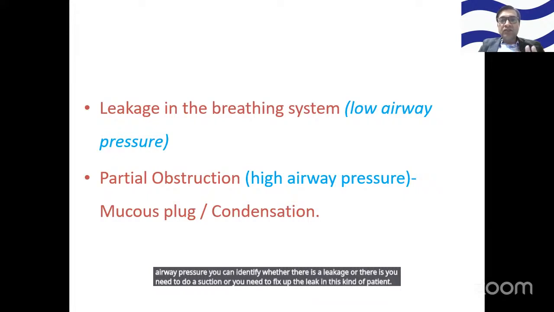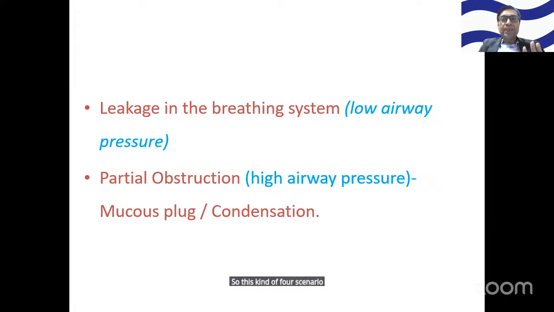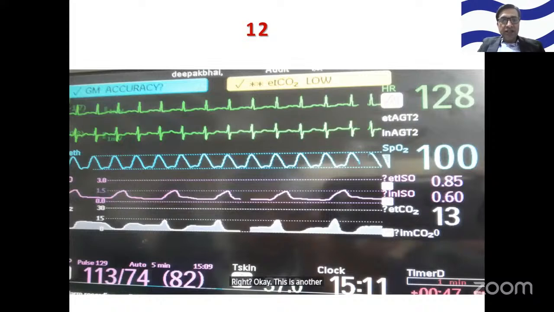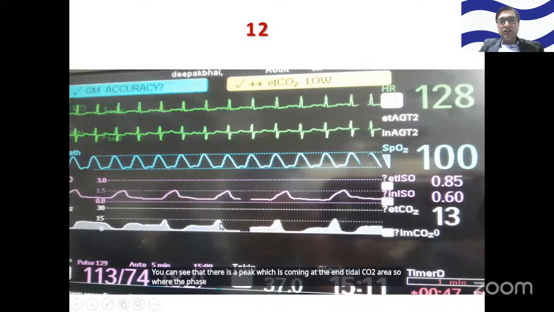So these are the four scenarios which you can see in patients with a sudden drop in EtCO2. Okay, this is another scenario, the 12th case, where you can see that there is a peak coming at the end tidal CO2 area. Where phase 3 and phase 4 are joining, you can see this kind of sudden spike coming. So this is called a tick sign kind of thing.